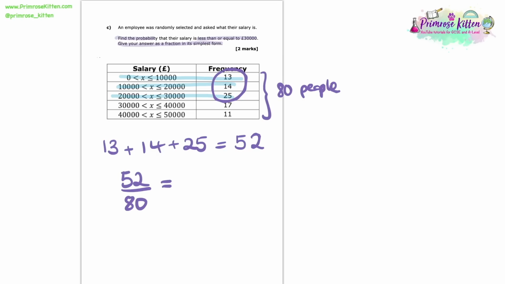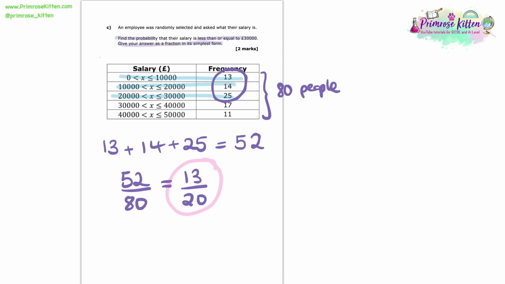So the probability is going to be 52 out of 80, which will simplify down to give us 13 over 20. Of course, we can work that out ourselves, but as we always have a calculator in these papers, you can always just type in 52 over 80 on the calculator, and it will normally give you the most simplified version of the fraction.